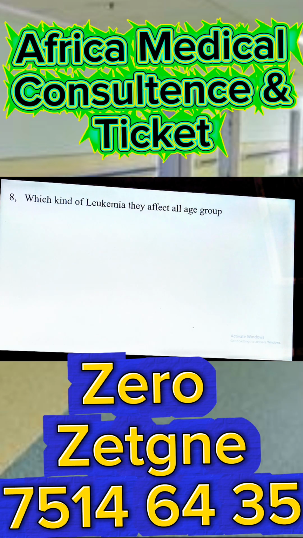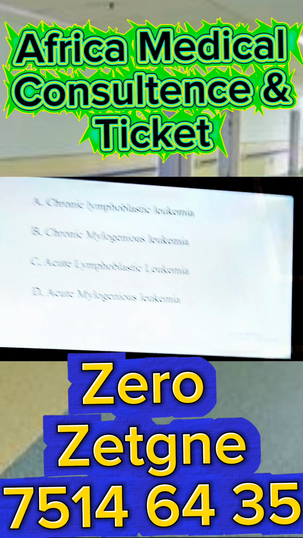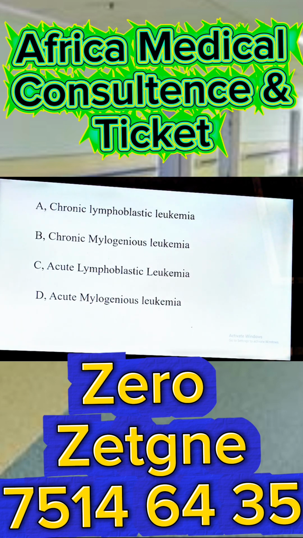Question number 8. Which kind of leukemia affects all age groups? A. Chronic lymphoblastic leukemia. B. Chronic myelogenous leukemia. C. Acute lymphoblastic leukemia. D. Acute myelogenous leukemia. So the correct answer for question number 8 is D. Acute myelogenous leukemia.